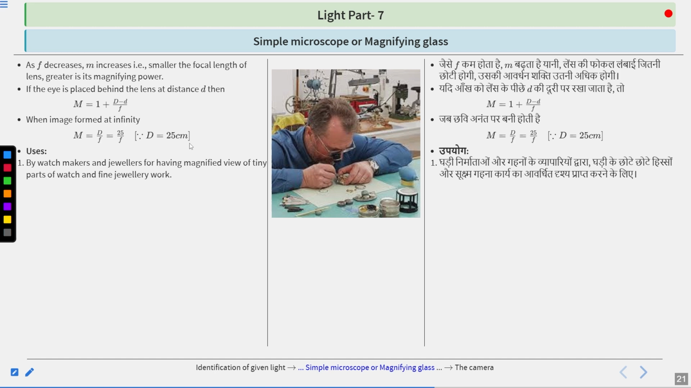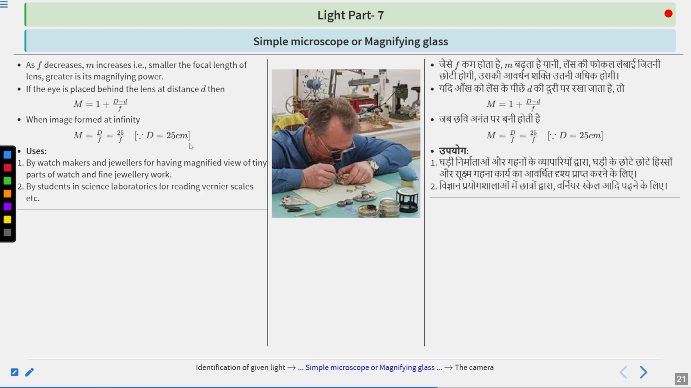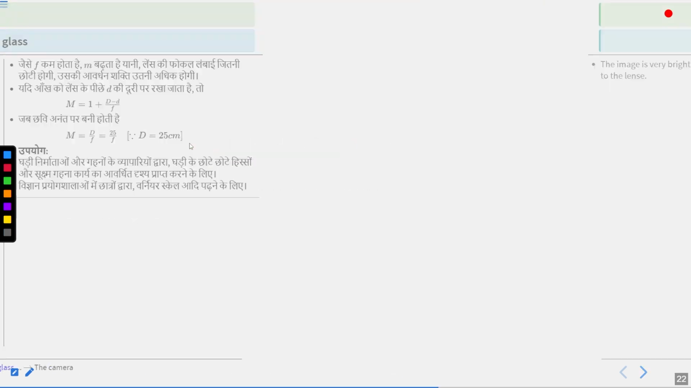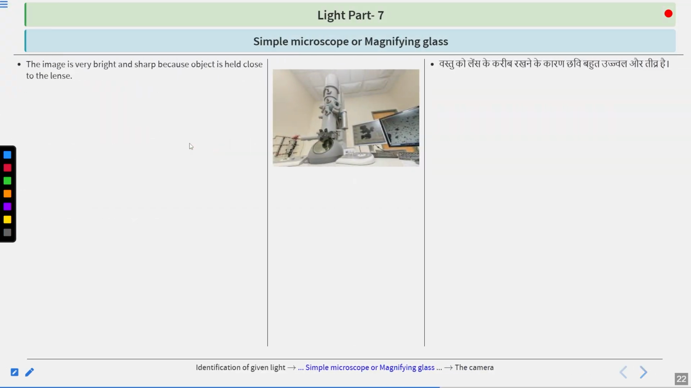Uses, if we talk about it: by watchmakers and jewelers for having a magnified view of tiny parts of a watch and fine jewelry work. By students in science laboratories for reading vernier scales, etc. The image is very bright and sharp because the object is held close to the lens.